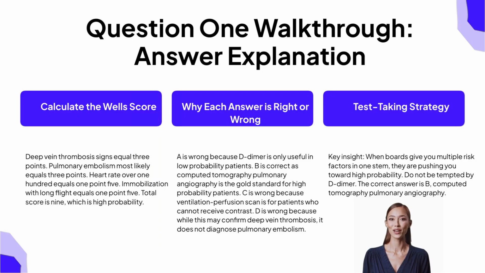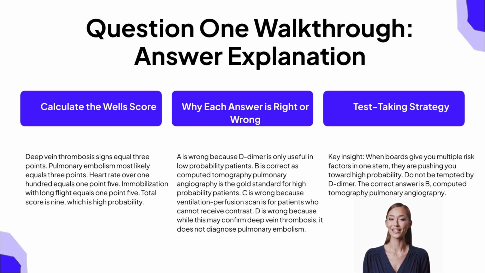Let's walk through the answer choices. First, calculate the Wells score. Deep vein thrombosis signs give us 3 points. Pulmonary embolism being the most likely diagnosis is another 3 points. Heart rate over 100 is 1.5. Immobilization from the long flight is 1.5. Total score is 9, which is definitely high probability.